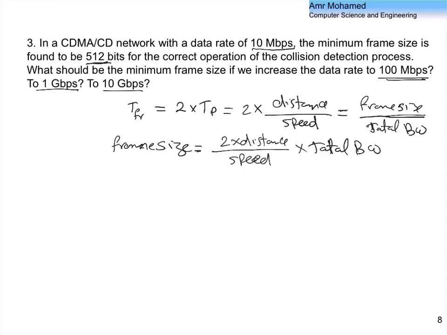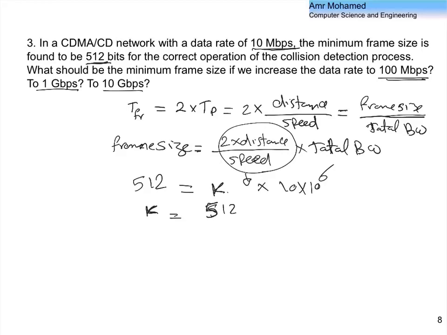Okay, so we know that this frame size equals 512, so then 512 equals this amount, which we can call, let's say, K, times the actual bandwidth, or 10 times 10 to the power 6. Which means that this amount K equals 512 divided by 10 to the power 7, or in other words 51.2. The unit of K is not important, but it's actually in seconds, so this is microseconds.